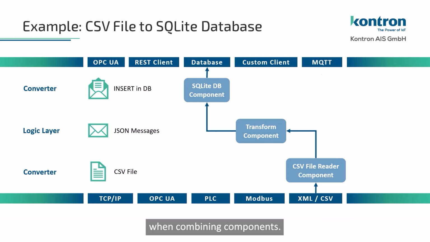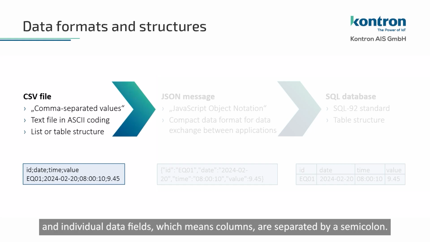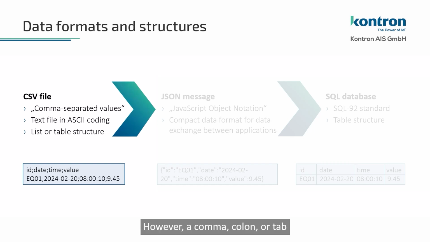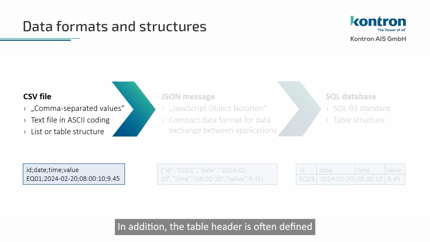role when combining components. CSV files are plain text files. They contain data structured as a list or table. Typically, datasets are separated by a line break, and individual data fields, which means columns, are separated by a semicolon. However, a comma, colon, or tab can be used instead of a semicolon. In addition, the table header is often defined on the first line in the form of column names.